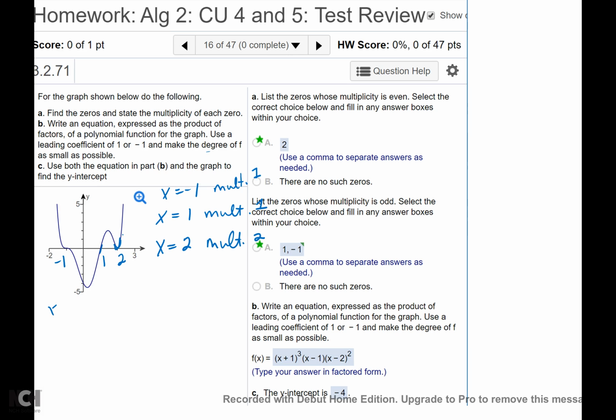So it says, for A, find the zeros and state the multiplicity of each 0. It says list the zeros whose multiplicity is even. So the only one that has an even multiplicity is 2. Then list the zeros whose multiplicity is odd. That would be these two, negative 1 and positive 1. Okay, so now to write an equation expressed as the product of factors, so we don't have to multiply them out.